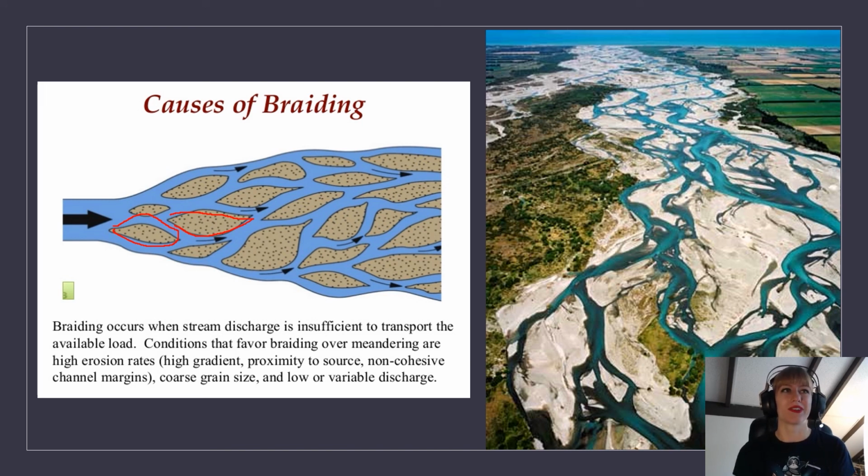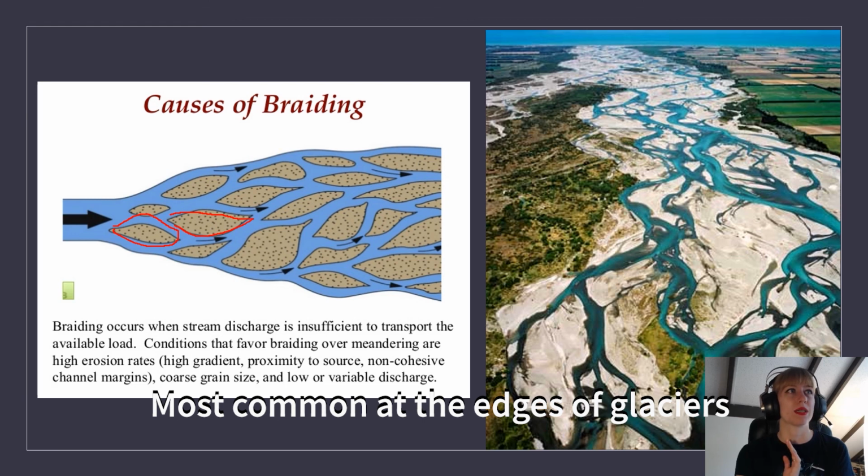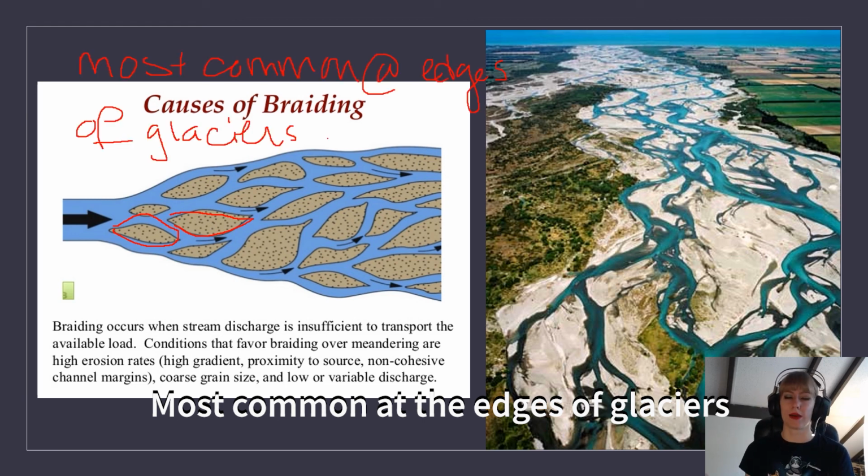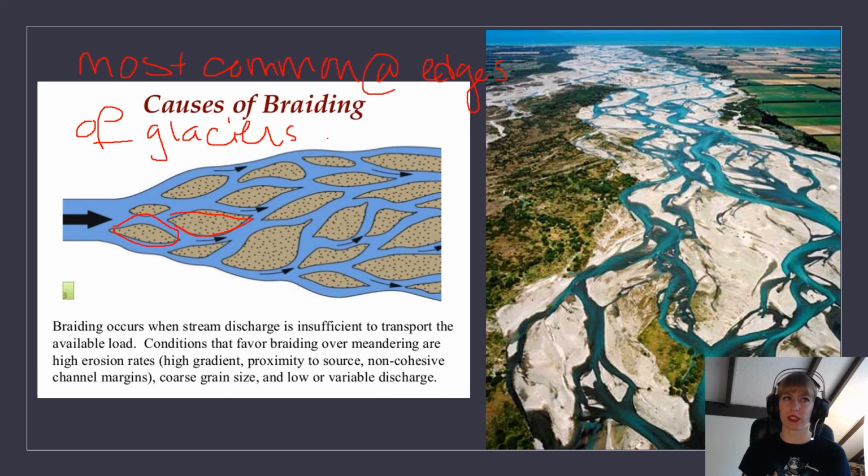So it creates this complex network of converging and diverging streams, but it is all one river. So it's pretty neat. It is kind of cool to see in person. So this is most common at the edges of glaciers. And that's the end of part 1 for mass wasting and water movement.